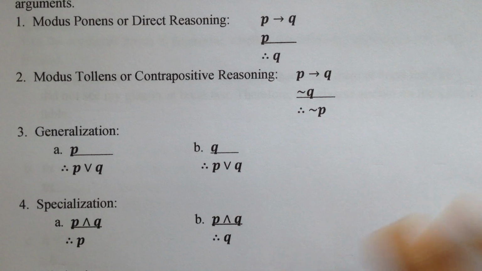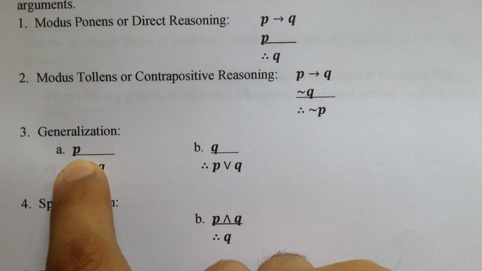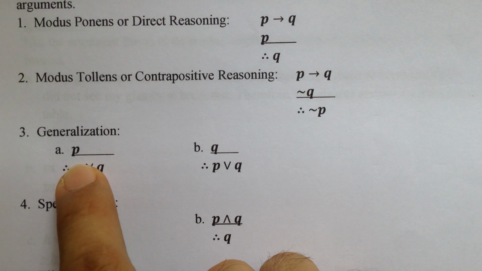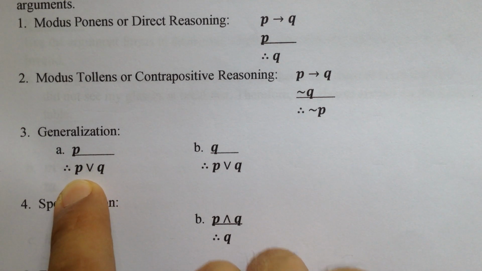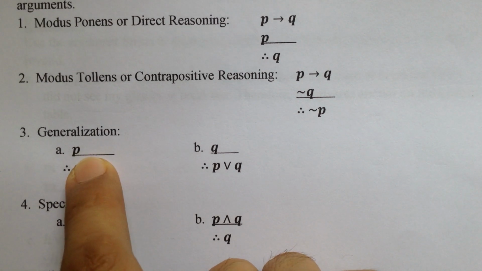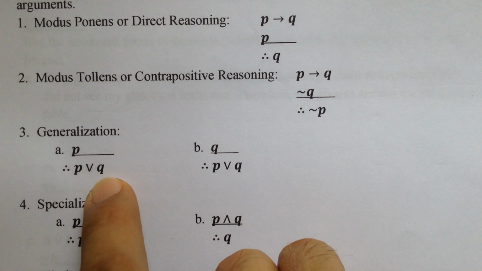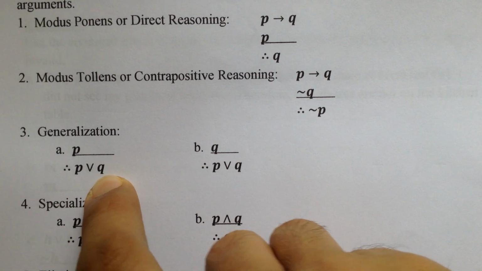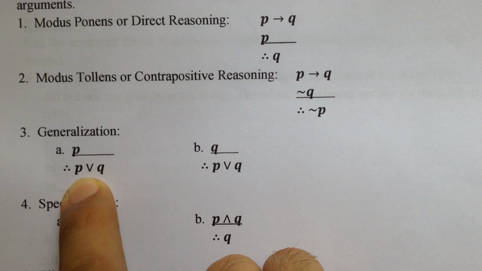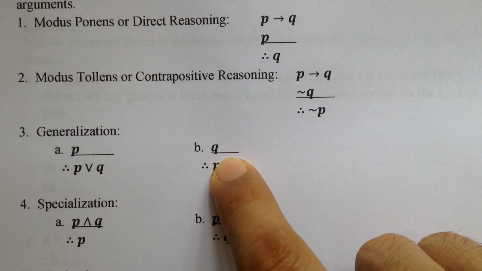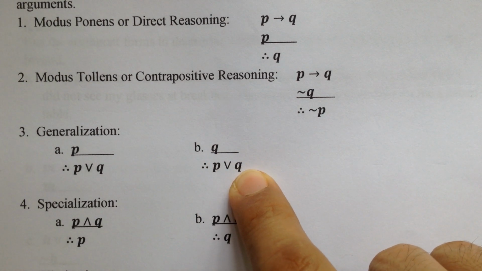Then the third one is called generalization. It says that if you only have one premise, which is P, then you can actually conclude that P or Q is true when P is true. In other words, what we're saying here is as long as P is true, it doesn't matter whether your Q is true or false, as long as the connective you're using between P and Q is or. Same is true with this, of course: as long as Q is true, P or Q is always true. So you call this generalization.